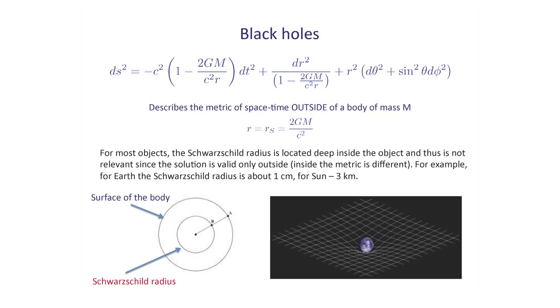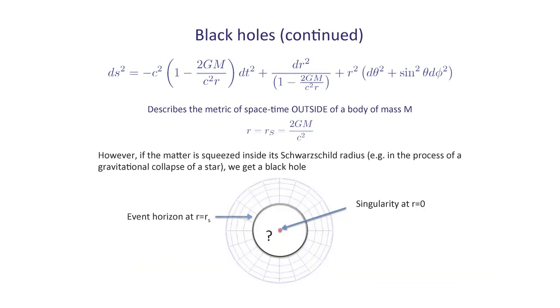However, something happens if some violent forces were to squeeze all the matter of a star or a planet inside the Schwarzschild radius. In that case, we will get a black hole, and this pathology is relevant. So if the matter is squeezed inside the Schwarzschild radius, for example, in the process of the gravitational collapse of a star, then we get a black hole, and this is where problems start. So then we have to take this metric and its singularities very seriously.